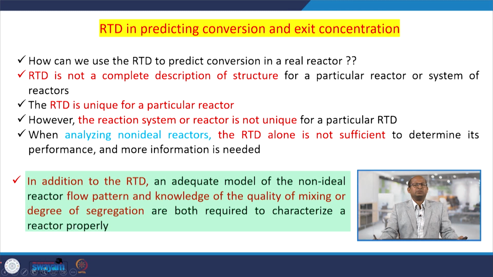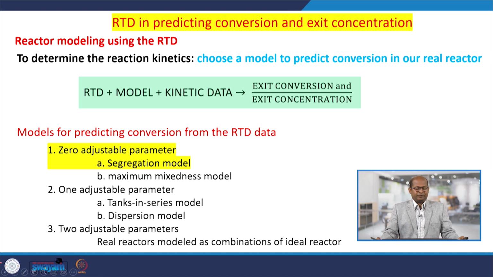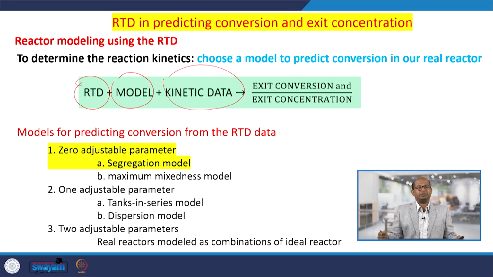In addition to the RTD, we should know the flow pattern of the fluid feeding the reactor, that is, the quality of mixing, or the degree of segregation. So once we know the RTD for any reactor, we have to develop some models and use the kinetic data we need. Then we can find the exit concentrations and exit conversions for that particular reactor. There are many models available that use the residence time distribution function to predict the exit concentration and conversion for a system.